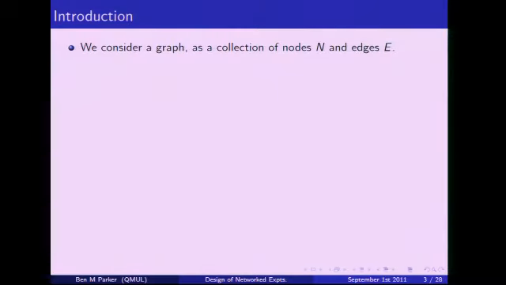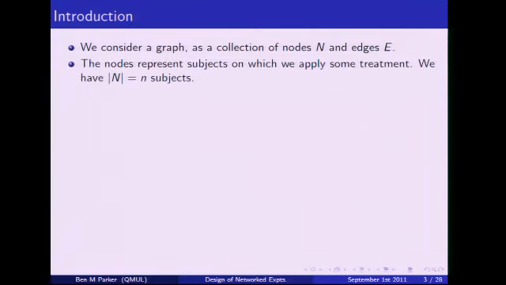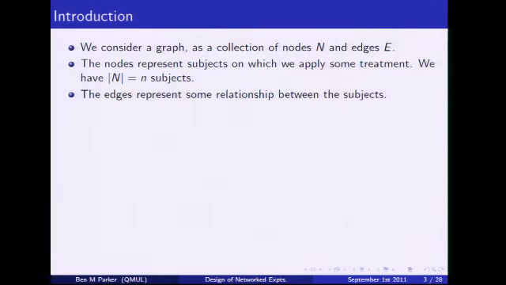Okay, so very broadly, I'm going to consider a graph which is a collection of nodes N and edges E. The nodes are going to represent some subjects on which we're going to apply some treatment, and we're going to have our normal little n subjects, which is going to be the number of nodes. Our nodes are subjects, and the edges represent some relationship between the subjects. And I'm going to be quite broad about what that relationship is.